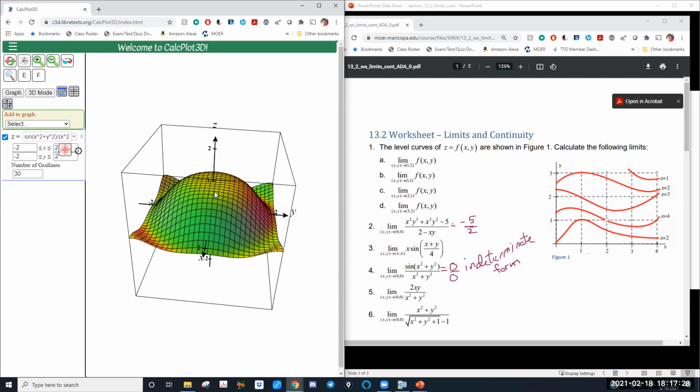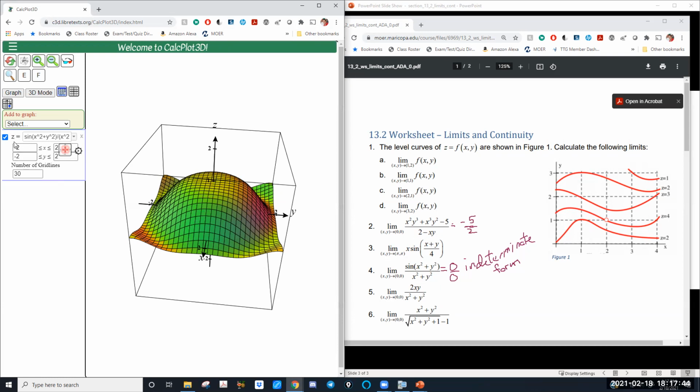So it looks pretty smooth right here at 0, 0. So even though the function may not be defined at 0, 0 because it's got a hole, we're going to expect that limit to exist. So here's how we can evaluate a limit.